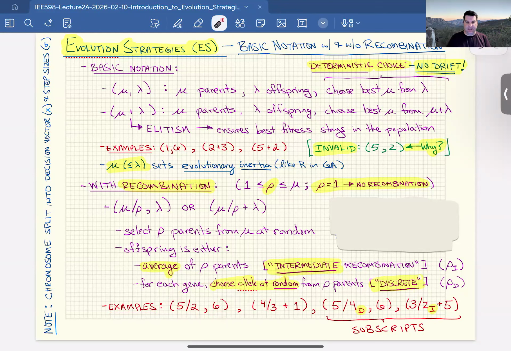Once you have those 6 offspring, then you draw the top 5 in terms of fitness. And those then become the parent pool for the next iteration of this, and you repeat.